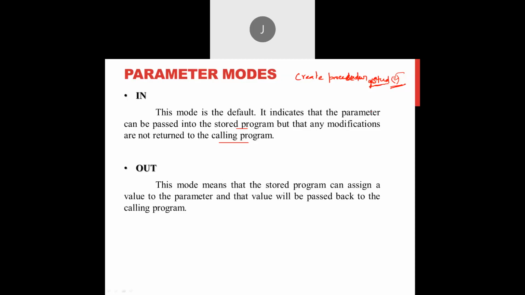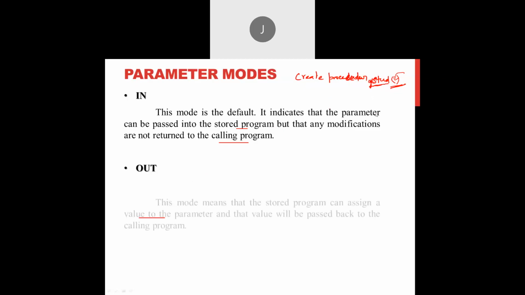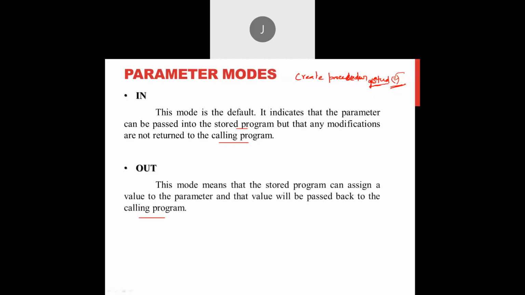The out mode means the stored program can assign a value to a parameter, and that value will be passed back to the calling program. Calling program is outside application. Whoever is calling this stored procedure, to them you will pass the output parameter. In, they will send the input. They will not get the output. And through out you can send the output values. Is it clear? Through in, the caller, whoever is calling the get student stored procedure, will pass the input value. Through out, the stored procedure can return a value to the calling program. That's what they are saying here.